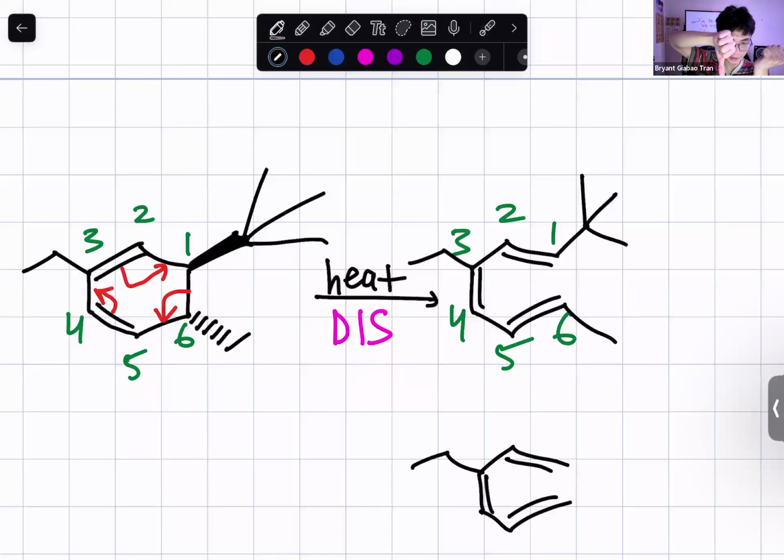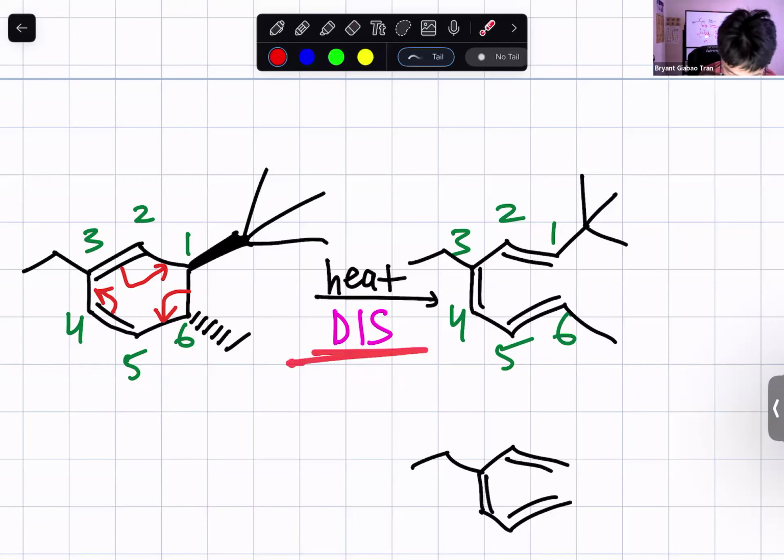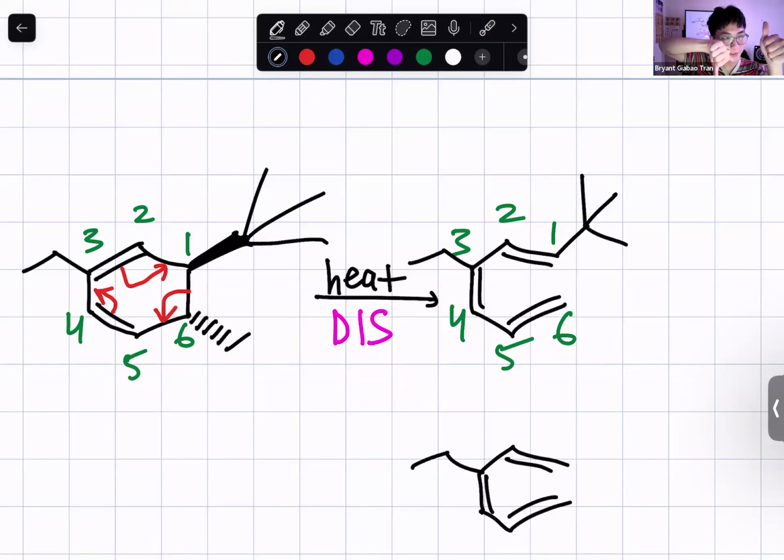Counterclockwise, this rotatory, clockwise. Okay, I messed up here, right? Because we said that this was disrotatory, meaning that we have to rotate the groups in opposite directions. If I rotated my tert-butyl counterclockwise, my methyl has to rotate clockwise, not counterclockwise, because this is disrotatory. They have to rotate in opposite directions, right? So if I rotate my methyl group clockwise, they're gonna face in the same direction like that. Yeah, they're gonna face in the same direction.